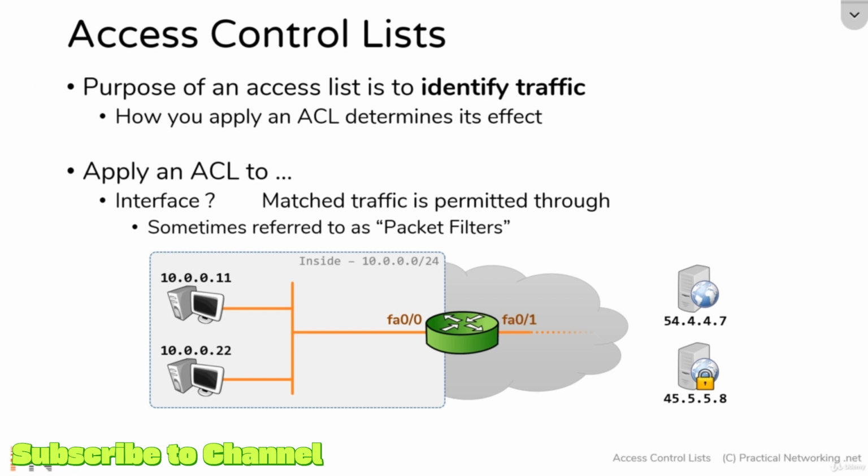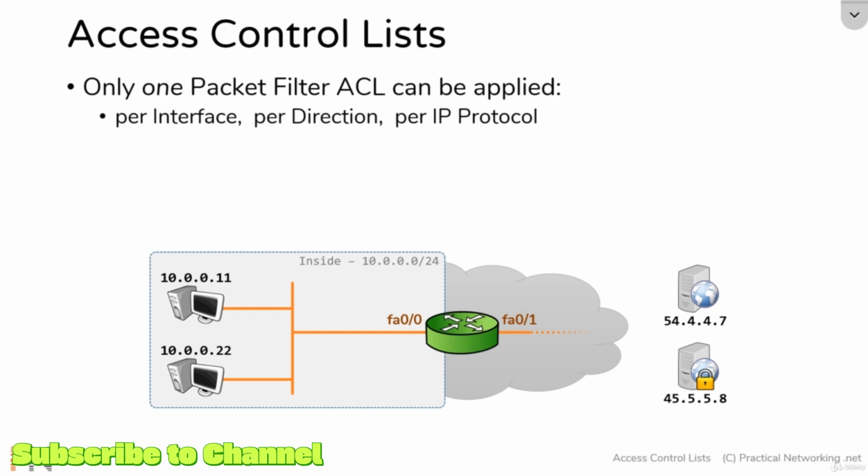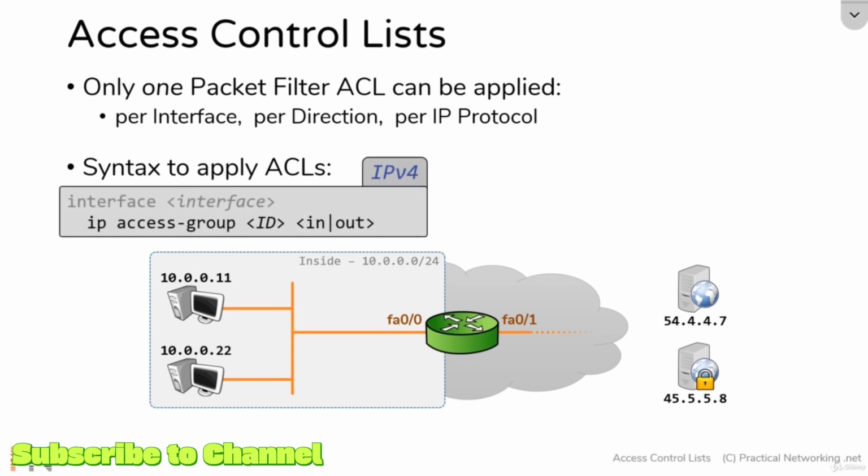We also talked about how you can only apply an access list once per interface, per direction, and per protocol. So I'm going to show you the full extent of what that means. So far, we've only looked at the syntax for configuring access lists. Here is the syntax for actually applying an access list to an interface. Note that this first set of syntax is for IPv4 traffic.